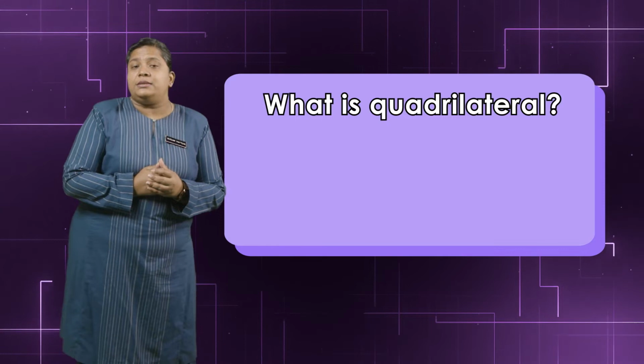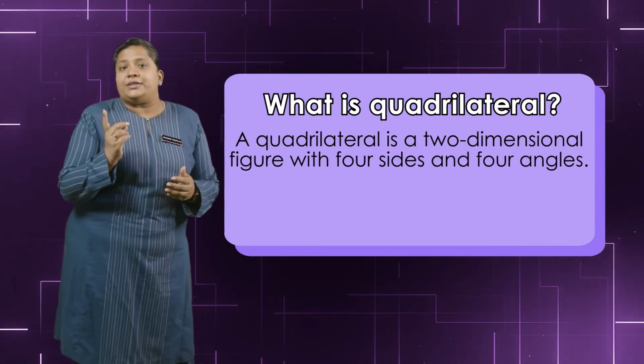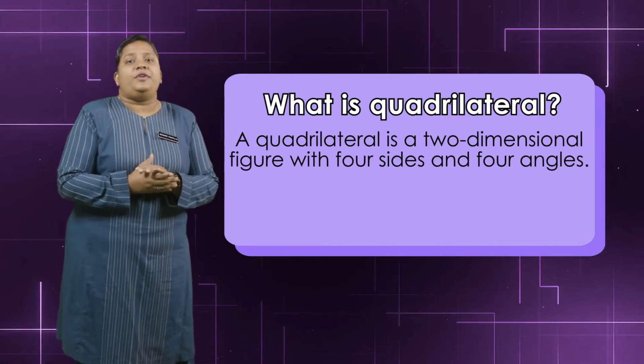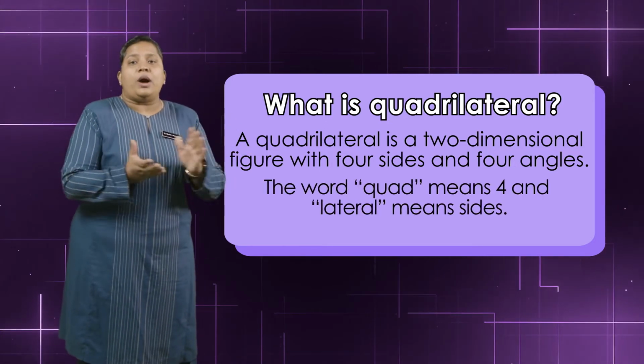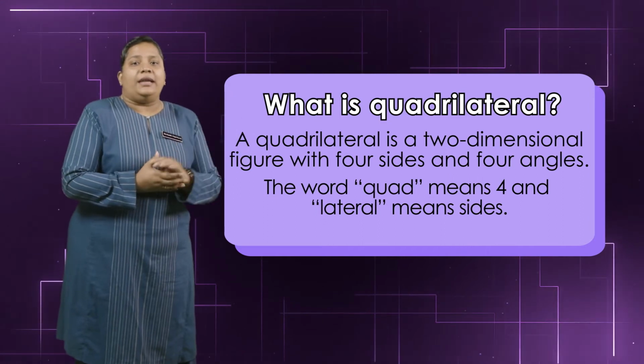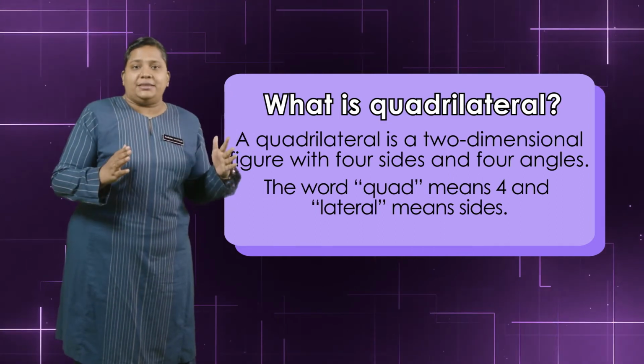In the previous lesson, you would have learnt about properties of quadrilaterals and how to classify quadrilaterals based on the geometry properties. Do you still remember what a quadrilateral is? A quadrilateral is a two-dimensional figure with 4 sides and 4 angles. The word quad means 4 and lateral means sides. Let's look at the types of quadrilaterals that we have learned.